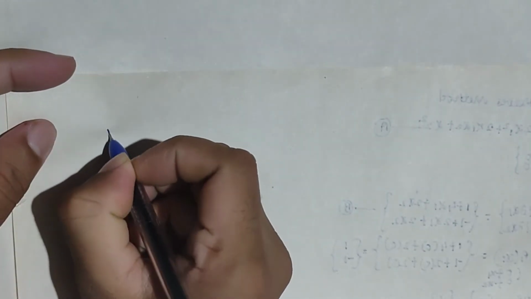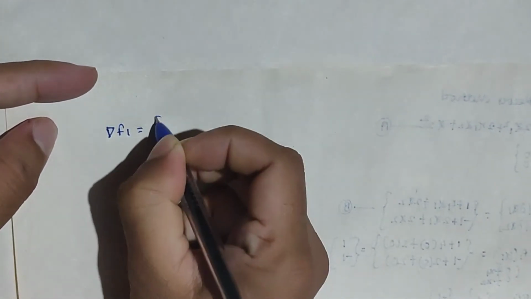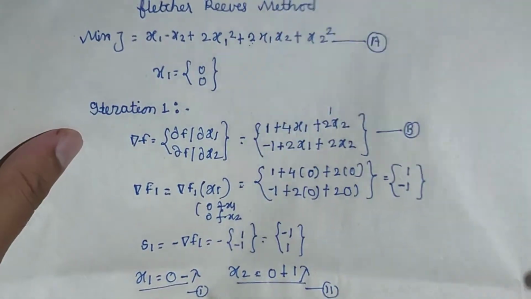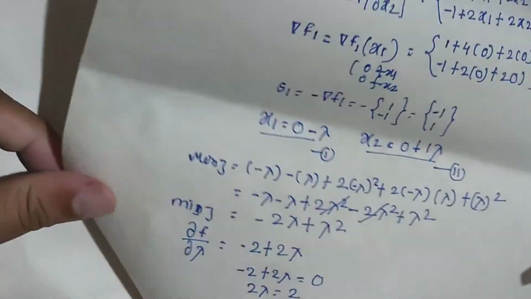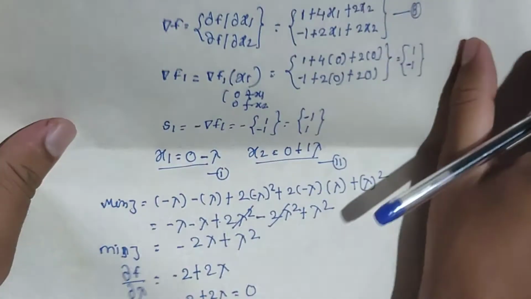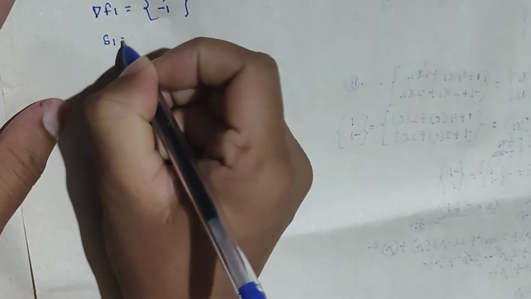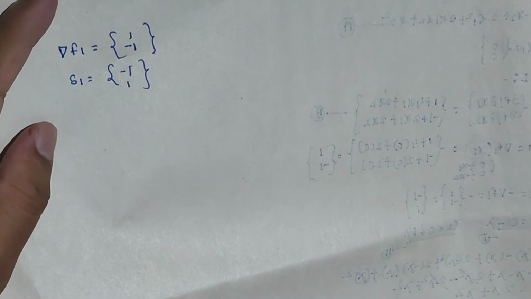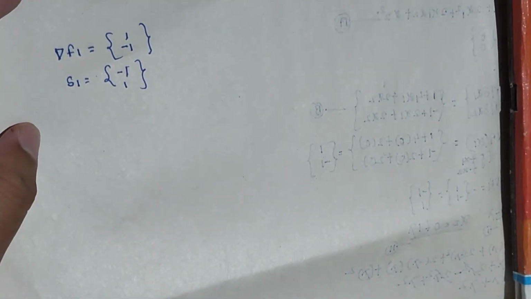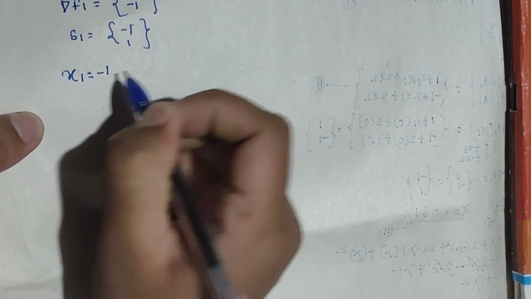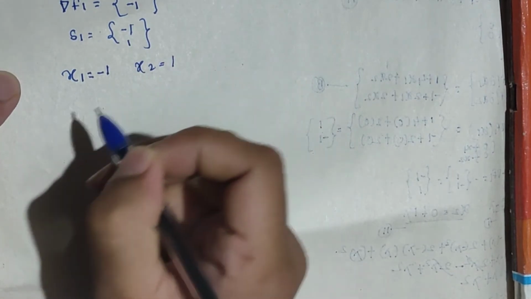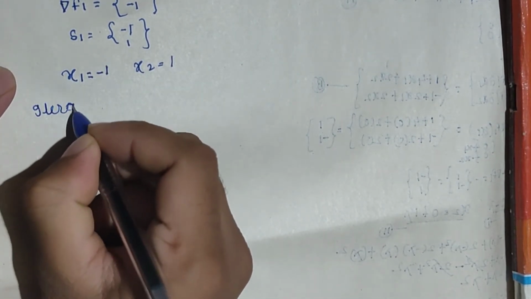From the earlier iteration, del f1 equals 1 and minus 1, and s1 is minus 1 and plus 1. We got the values x1 equals minus 1 and x2 equals plus 1 from iteration 1. So now we move forward into iteration number 2.